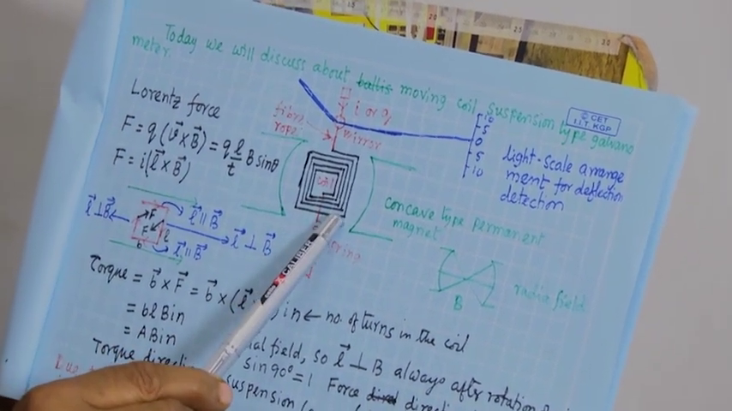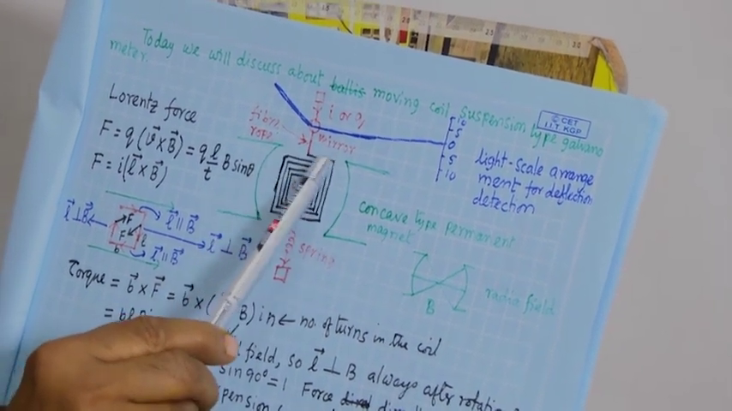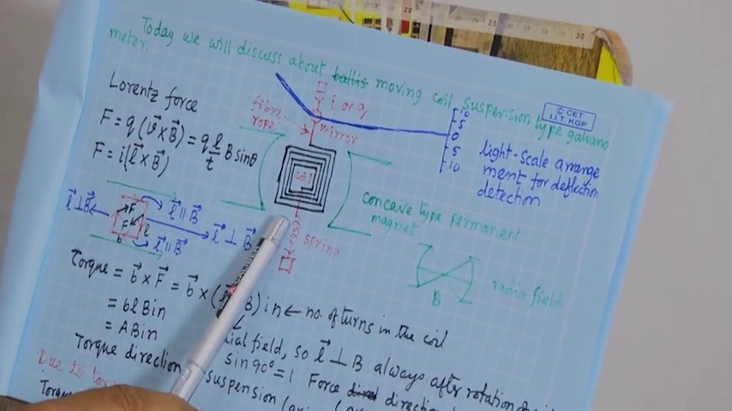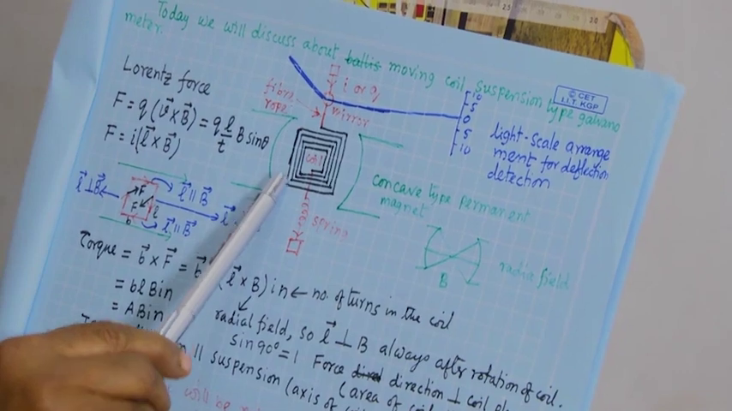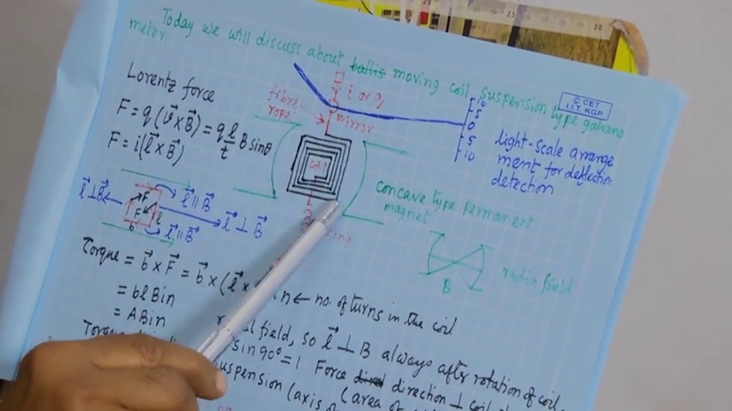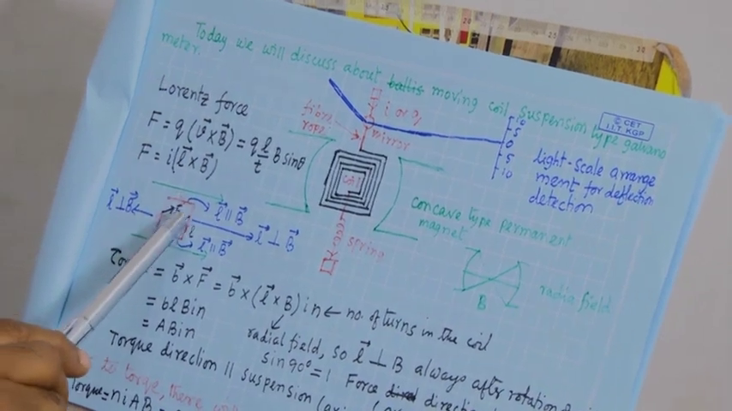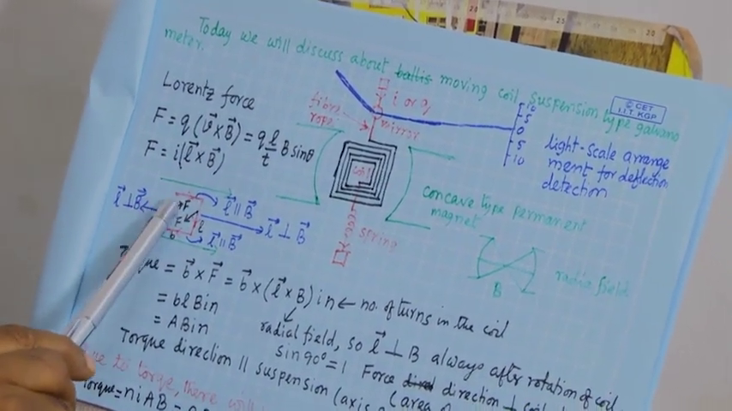So there will not be any force on this arm as well as on this arm, which is parallel to the magnetic field. So only force will act on this vertical arm and this other one. But the direction of the current is opposite, so this force will be in the opposite direction. So the same force is acting on these two arms, and that distance is b.